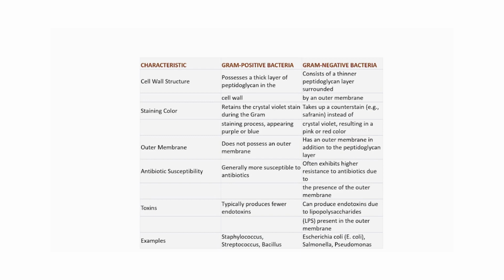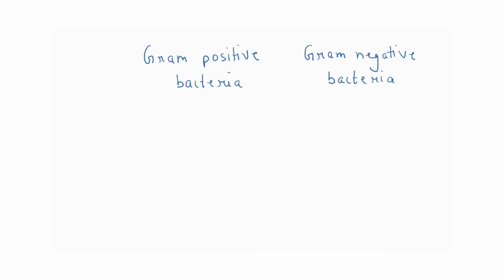Everyone, today we are going to study gram positive and gram negative bacteria, the difference between the gram positive and gram negative bacteria. How can we identify which one is gram positive and which one is gram negative bacteria? We can identify them on the basis of their response to a staining method called gram stain.